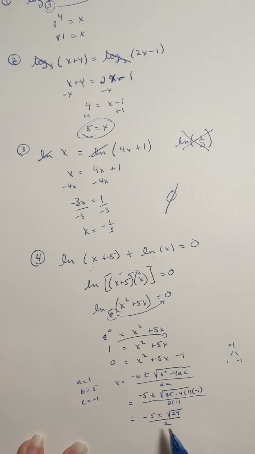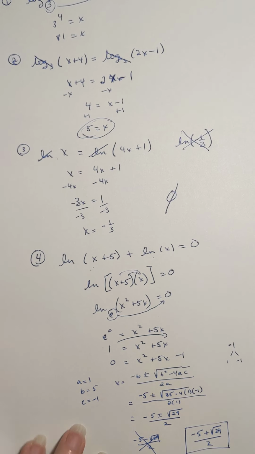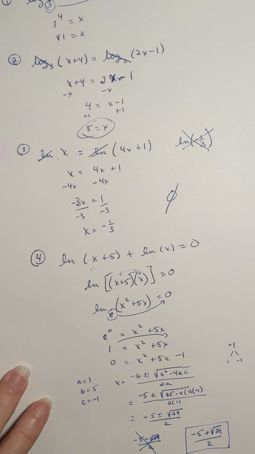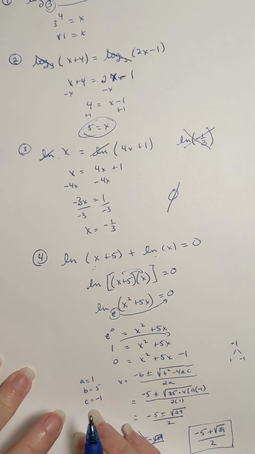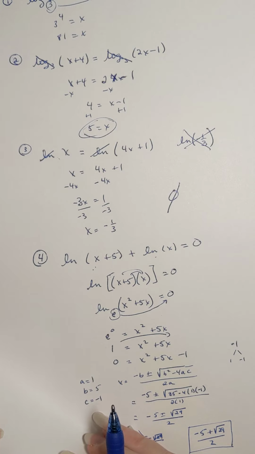And so if I do the negative, this would be negative 5 minus the square root of 29 over 2. That's going to be a negative number. I can't do that. And so negative 5 plus the square root of 29 over 2, that is my only good answer. All right? So on these, sometimes you may have to factor, sometimes you may have to use the quadratic formula. All right? Let's look at another one.